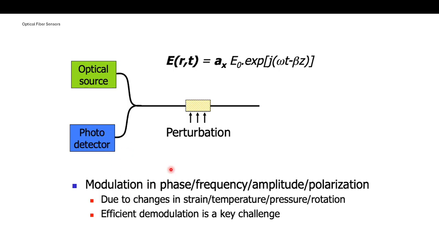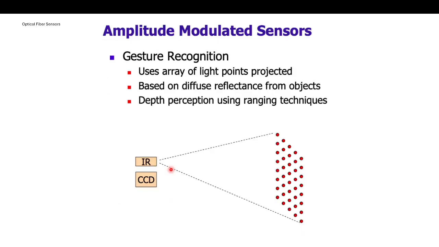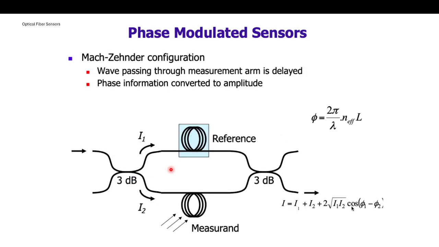Then we moved towards why optical sensors are important, what the sensors are, and what kinds of modulation there are. First we discussed amplitude modulated sensors, where gesture recognition is one of the best examples: an array of light points projected towards the screen is detected by the CCD, and it behaves as gesture recognition.